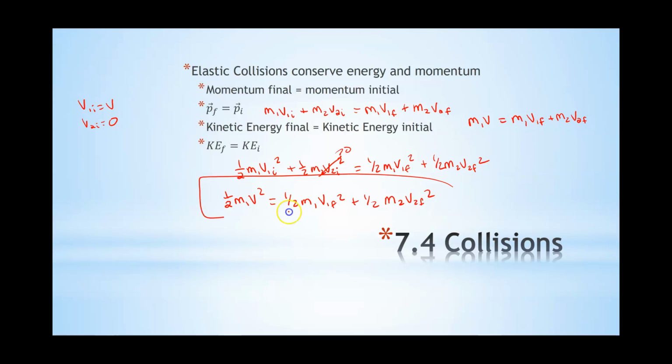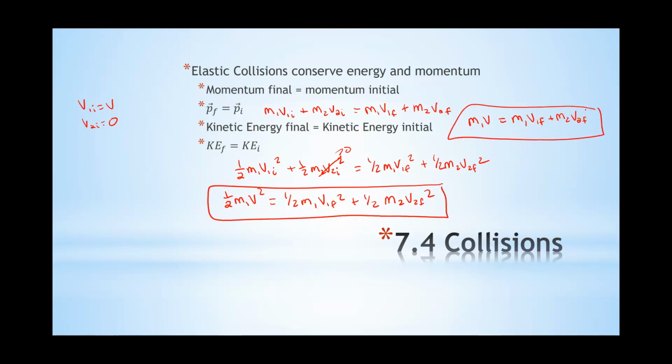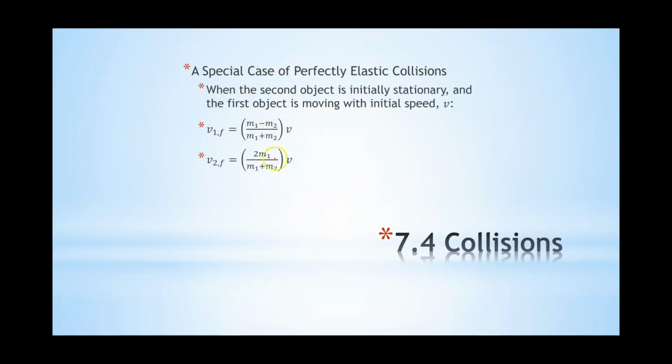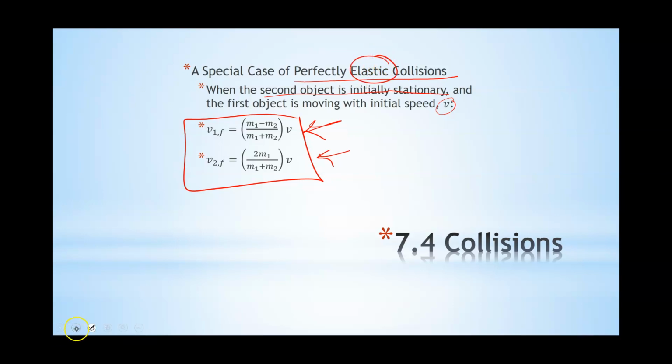I'm not going to go through the rest of the derivation, but these two equations, built from the conservation of momentum and the conservation of kinetic energy, are where these two equations come from. All right, so make sure that you get these in your notes. If you are looking at a problem where your second object is initially stationary and your first object has an initial velocity and it is a perfectly elastic collision, these are the two you go to. It does have to say that it is an elastic collision, not an inelastic collision.